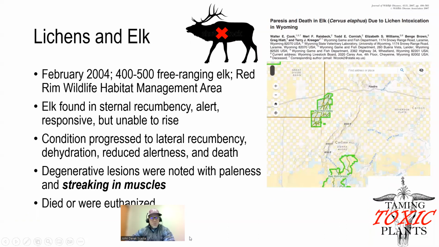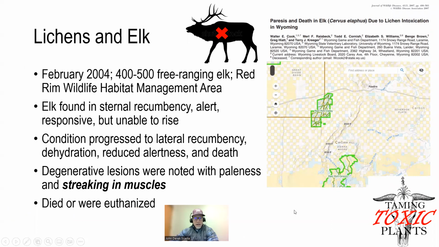Now, in Wyoming, there's a really interesting case that I want to highlight in elk. So back in February of 2004, 400 to 500 free-roaming elk were found to be affected in the Red Rim Wildlife Habitat Management Area. Now, in the map on the right, you can see this is southwest of Rawlins, Wyoming, and south of Interstate 80, and there's 2 units highlighted here in these green polygons.